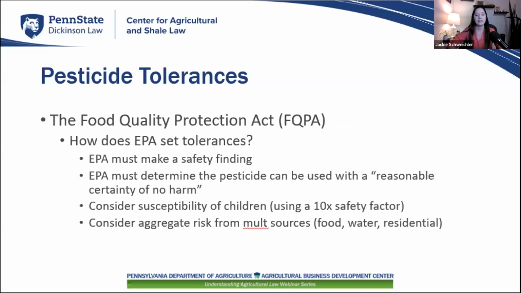So how does the EPA set tolerances? First, the EPA has to make a safety finding. They have to determine if the pesticide can be used with a reasonable certainty of no harm. They'll also consider child sensitivities, and they'll consider aggregate risks from multiple sources. They'll make note of the impacts on food, water, homes, things like that.